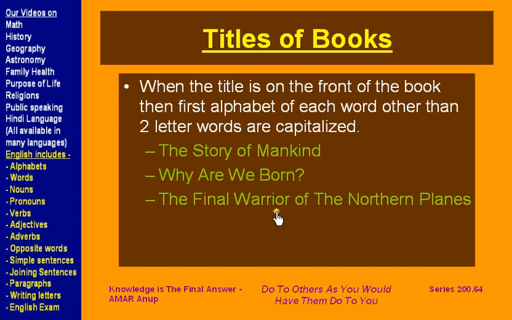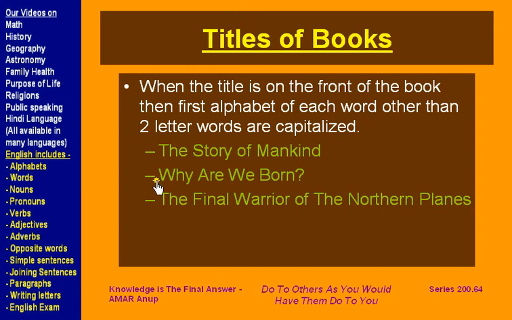These are three names of three books, and you see that the first alphabet is capitalized. The first book's name is The Story of Mankind, so T in the, S in story, and M in mankind is capitalized, but of is not capitalized. Rarely it can be capitalized, it depends on the writer, but routinely it is not capitalized.